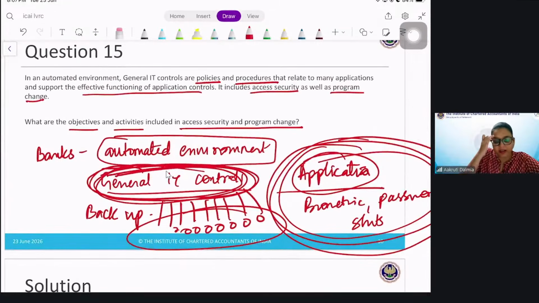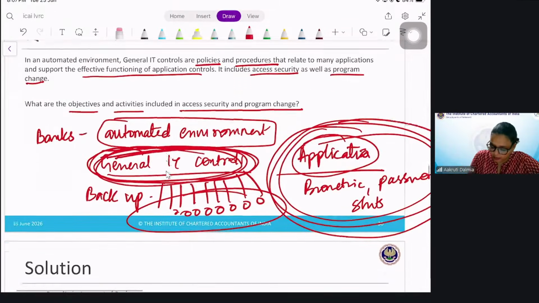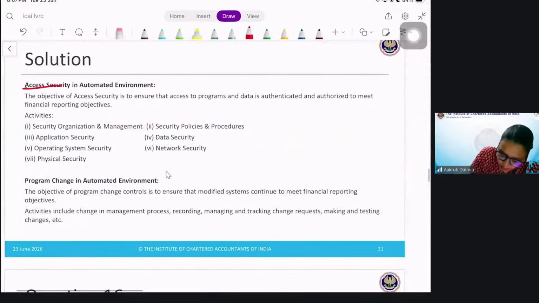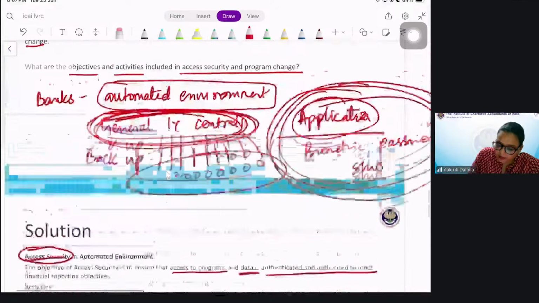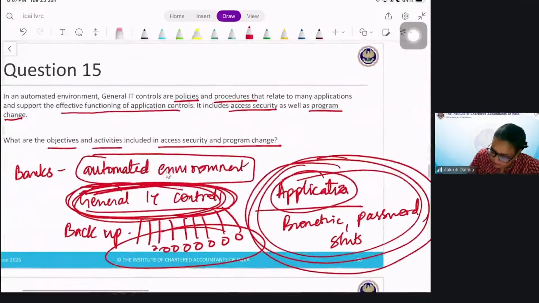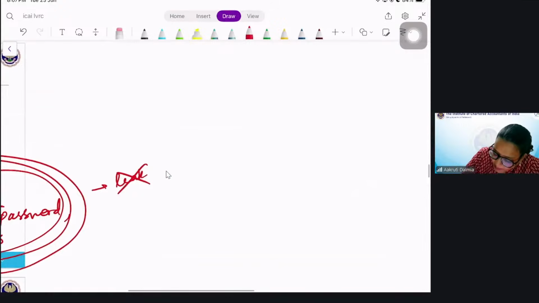So this is again a very straightforward book question only. So what it says, access security. The objective of access security is to ensure that access to programs and data is properly authenticated and authorized. What are the activities? So if you want to check access security, this is a general IT control, okay? Access security. So let's say this bank is there.